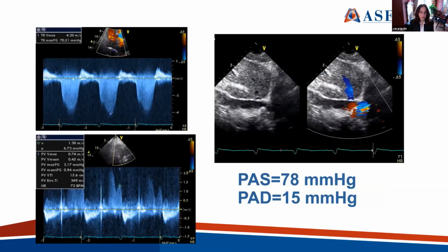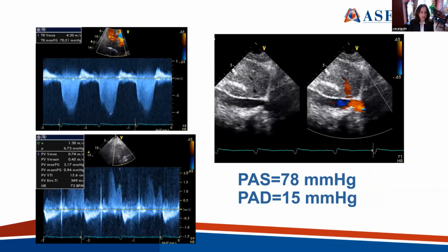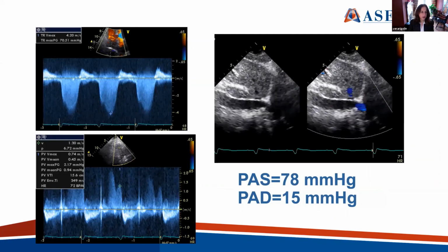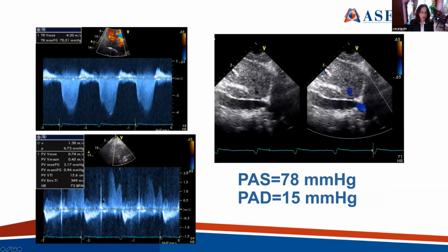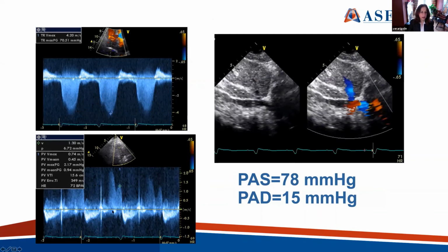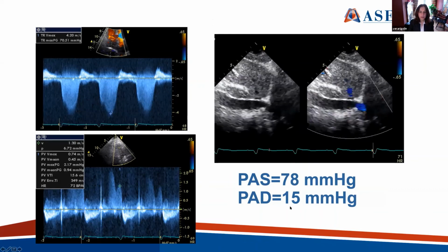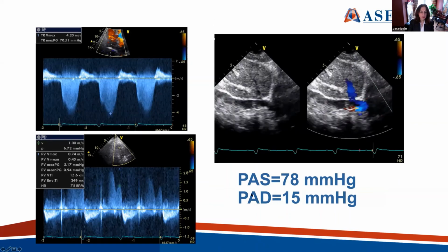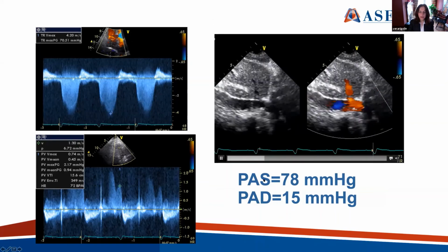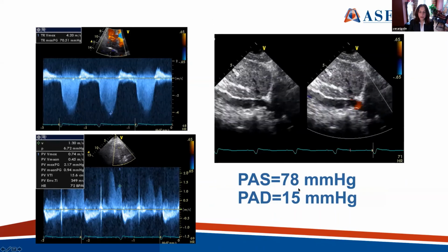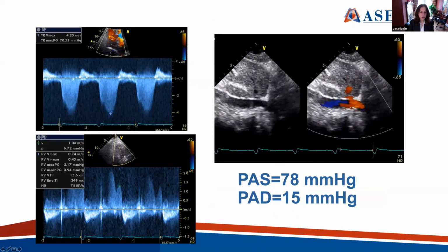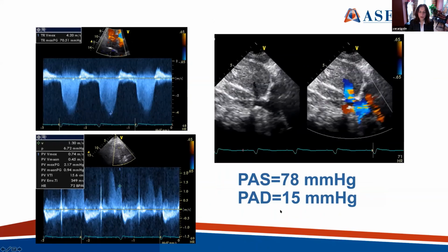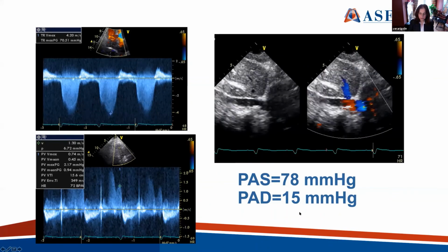When we look at some of her hemodynamic parameters, we see that she has severe pulmonary hypertension. We also can use her PI jet to measure her PA diastolic pressure. So if we look at the TR plus the IVC, we get a PA systolic pressure of 78. By using the end diastolic pressure of the PI jet with the RA pressure, we get a PAD of 15.